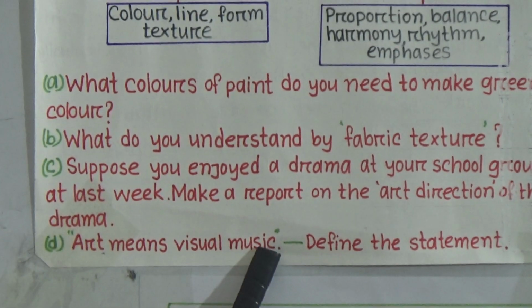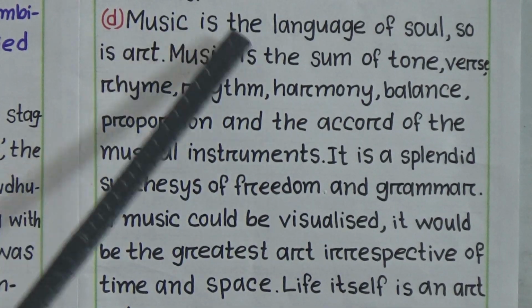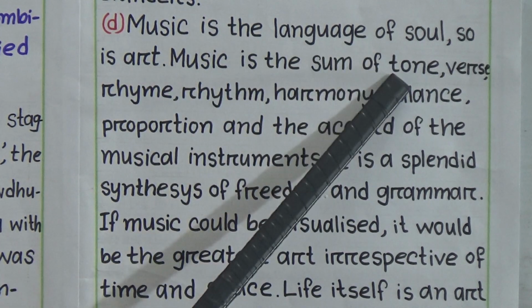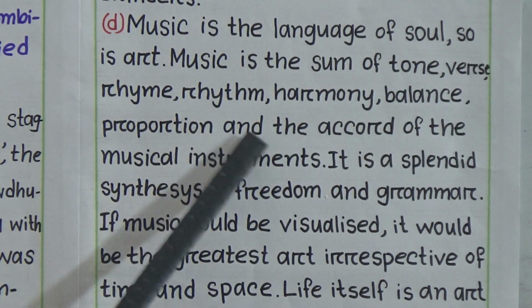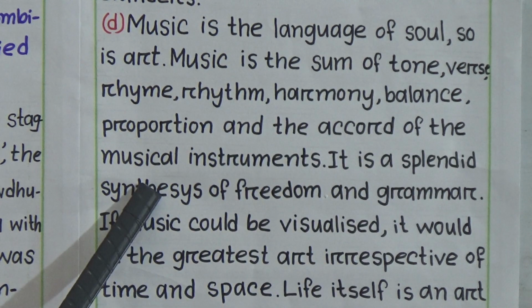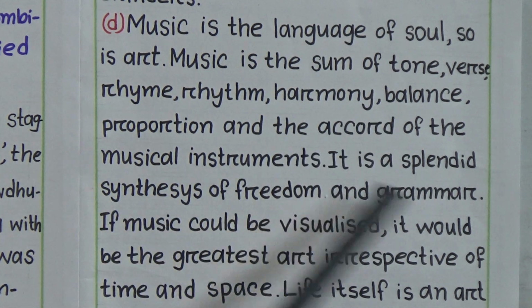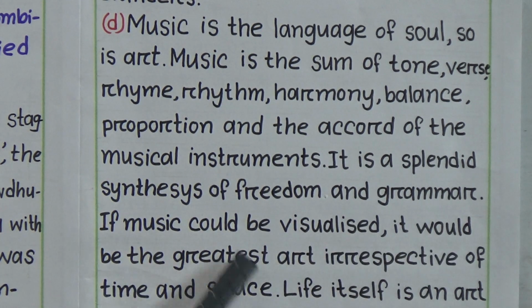Now come to number D. Art means visual music. Define the statement. Students, you can write the answer like this. Music is the language of soul. So is art. Music is the sum of tone, verse, rhyme, rhythm, harmony, balance, proportion, and the accord of the musical instruments. It is a splendid synthesis of freedom and grammar. If music could be visualized, it would be the greatest art irrespective of time and space.